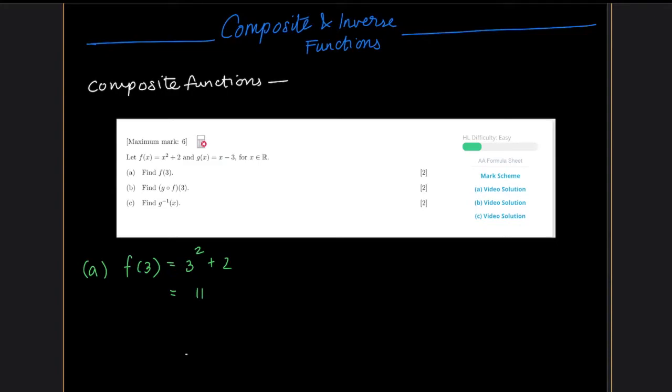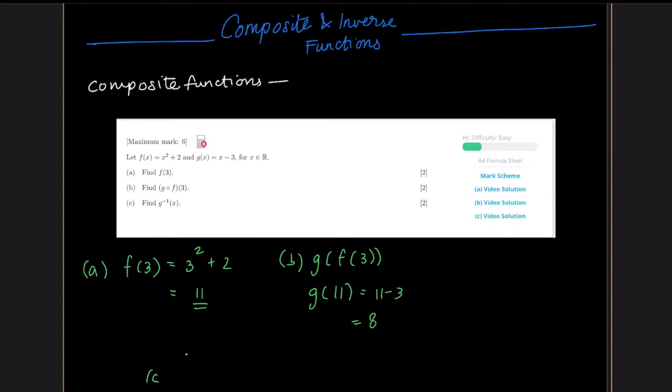Simple enough. Part B, we have to find g of f of 3. Now we already know what f of 3 is. It's 11, right? Again, we have to work inside to out. So that basically becomes g of 11. And then we substitute 11 for wherever x is in the function g. So g of 11 would equal 11 minus 3, which is 8.